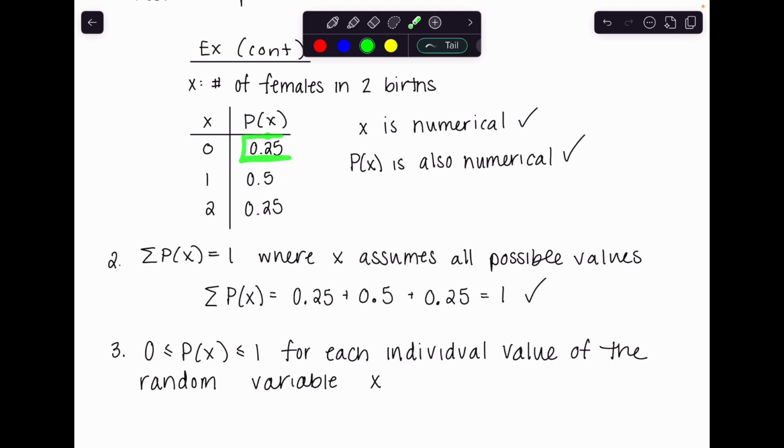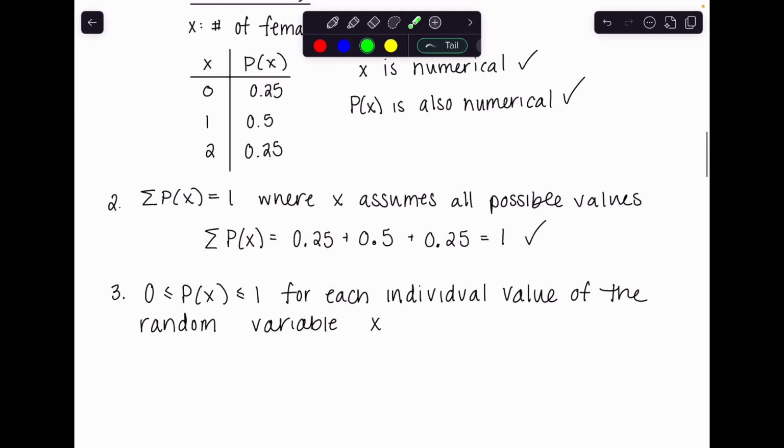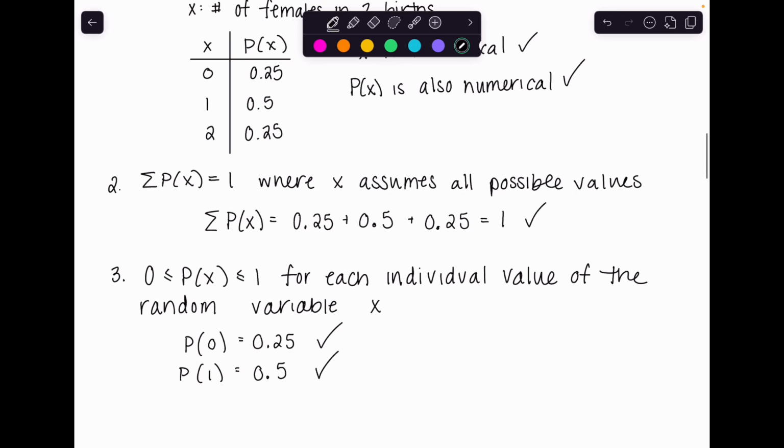There's no way you can have a negative probability of something happening, and there's no way one of these situations should be more than 1, which is 100% probability. So if I look at each of these outputs, the probability associated to no females is 0.25. That definitely falls in between 0 and 1. The probability of 1 female is 0.5, which is also definitely between 0 and 1. And then the probability of 2 females is 0.25, which also is between 0 and 1.